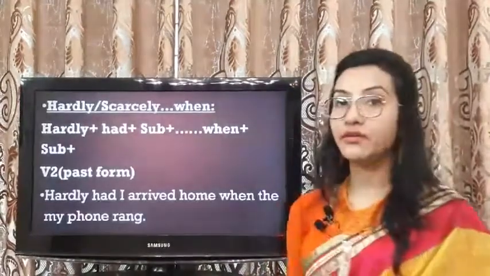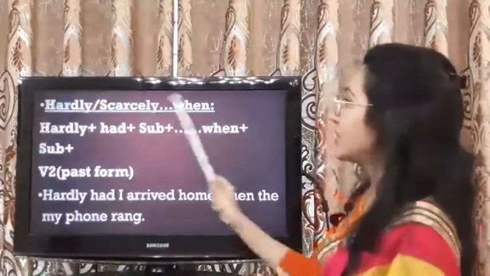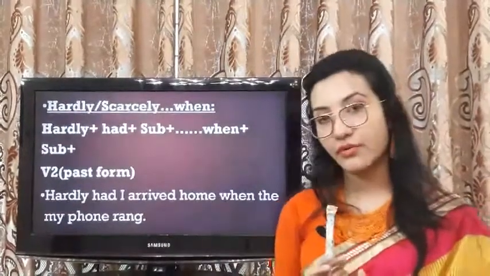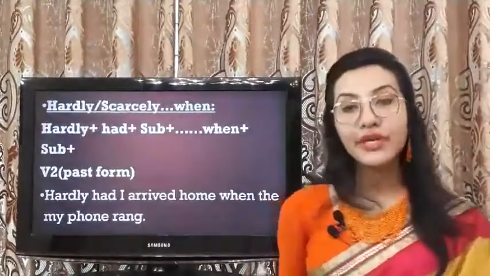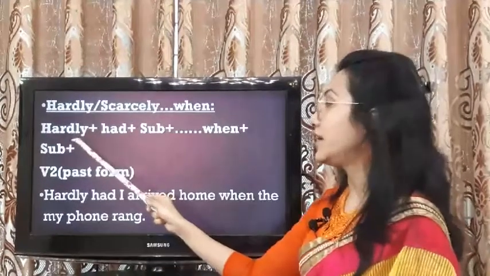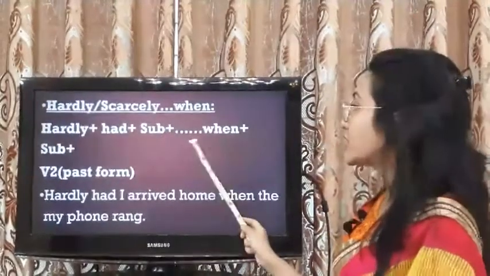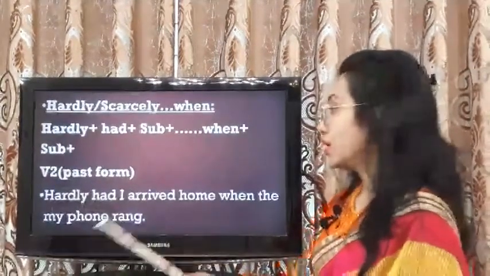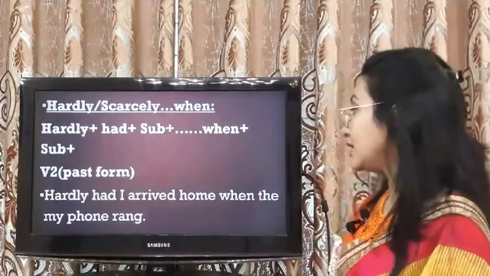Now hardly. The difference between hardly and no sooner had is that with hardly, when is used as a connective. So if you have the connective when in a sentence and you have had plus V3, then you have subject plus V2, then we are going to use hardly. Let's see the structure first. Hardly plus had plus subject, then the rest we have when, subject, and V2 past form. The example is: hardly had I arrived home when the phone rang.